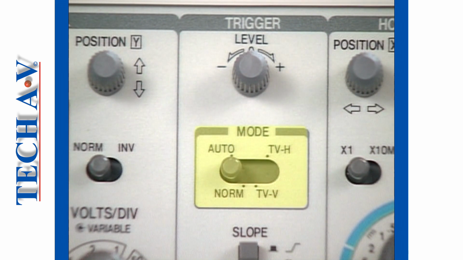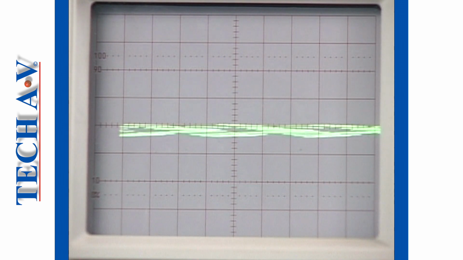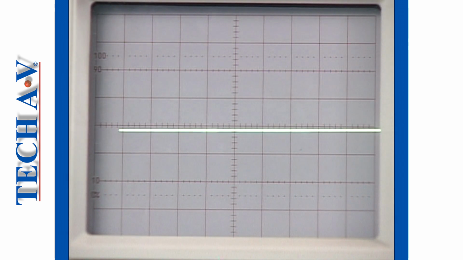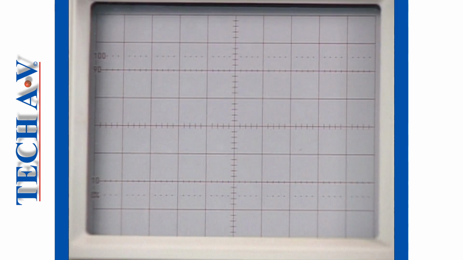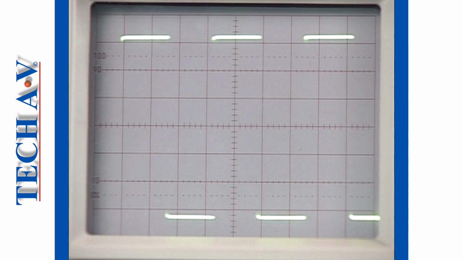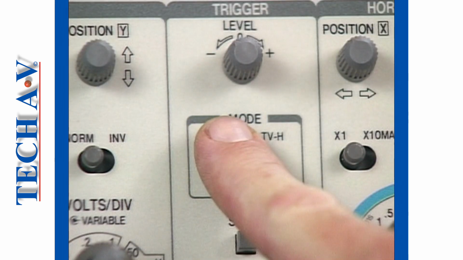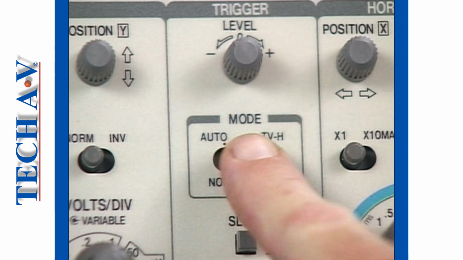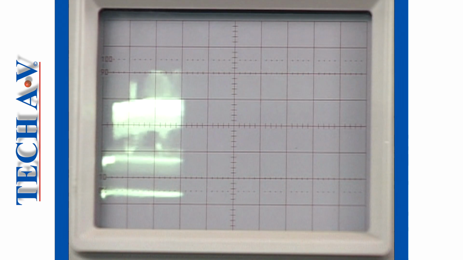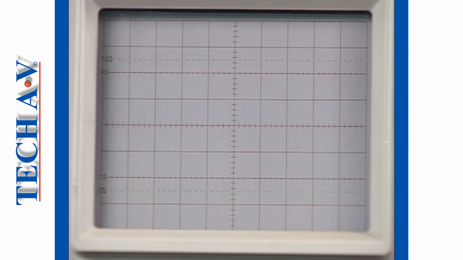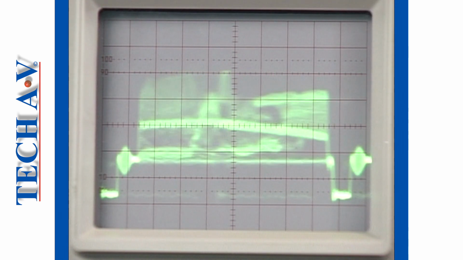4 options are available. Auto is always the best mode to begin with, since the time base is free running and will always show a horizontal trace on the screen. Normal, for example, will only trigger the time base when a signal is present. For this reason, the normal mode is used when viewing signals with low repetition rates. TVV and TVH are used to display television-related signals, since this mode ensures that the time base will always be synchronized to the incoming vertical or horizontal television signals.